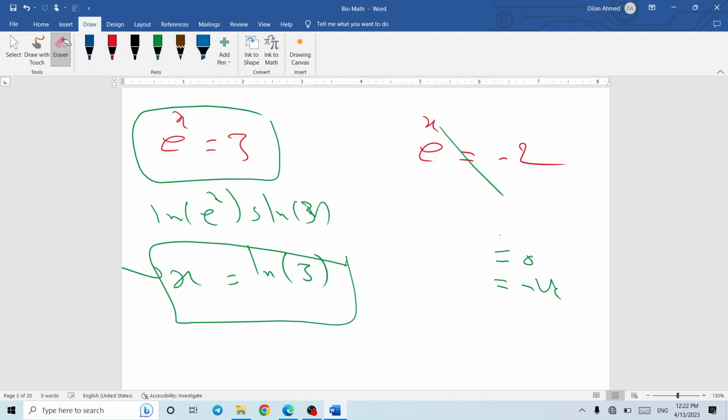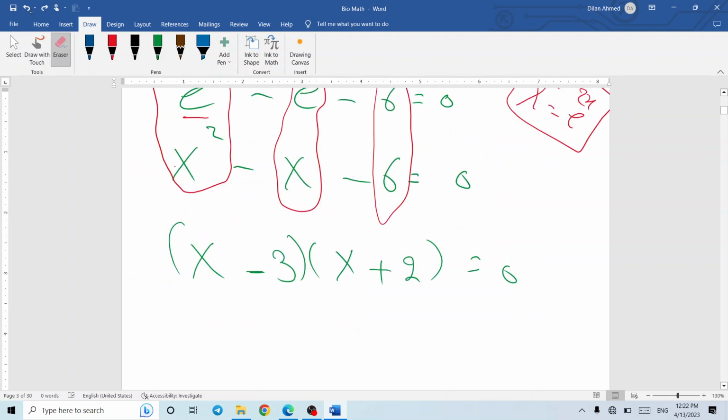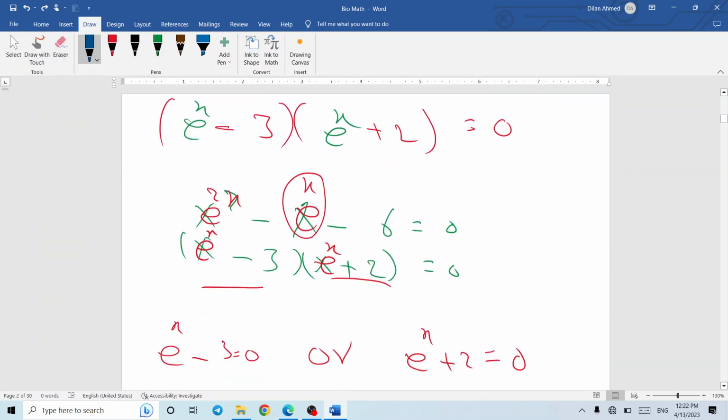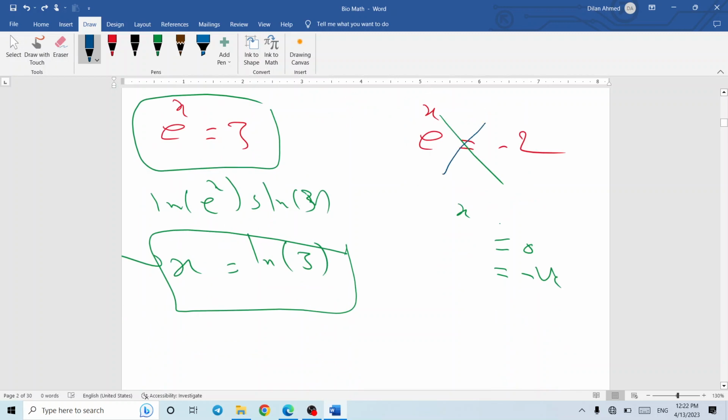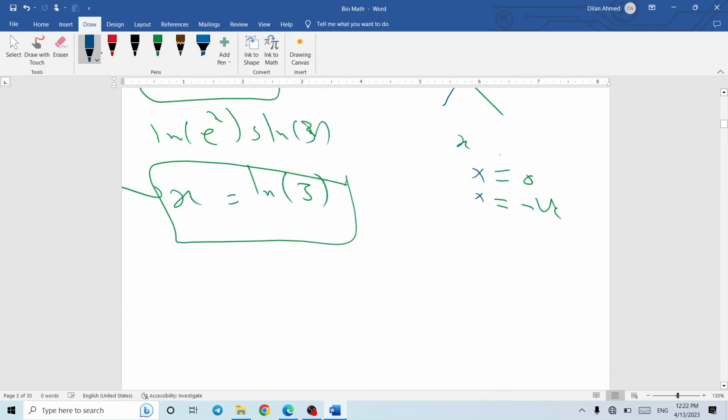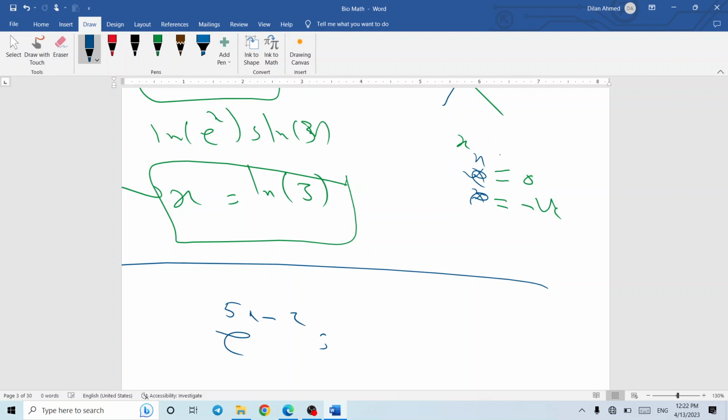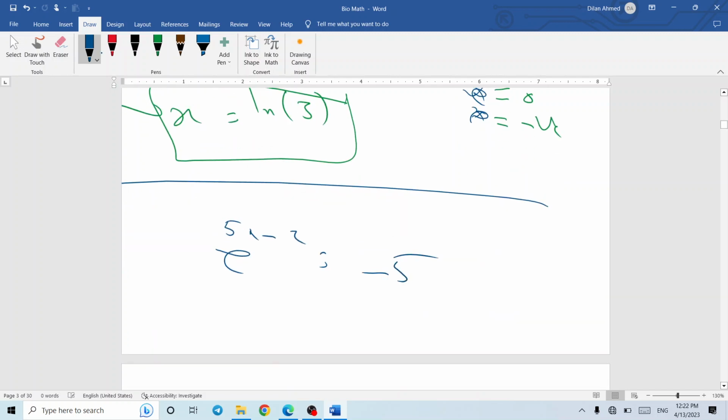For example, during the exam, if I say e to power 5x minus 2 equal to minus 5, can I say this has a solution and do my steps? No. If I do like that, it means that I did it wrong, right? I did a mistake. So that one never happens. Understood, dears?